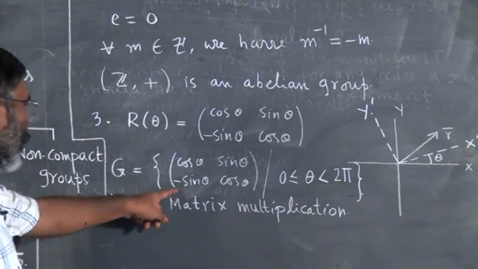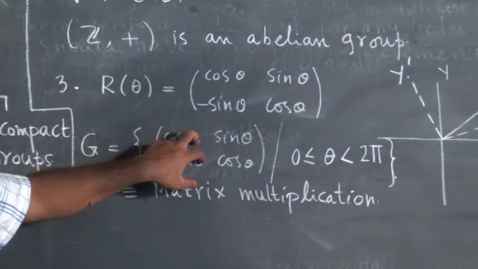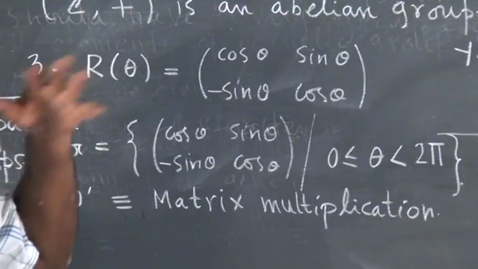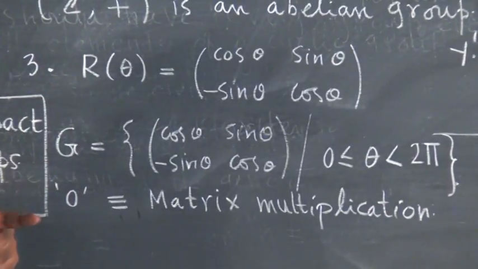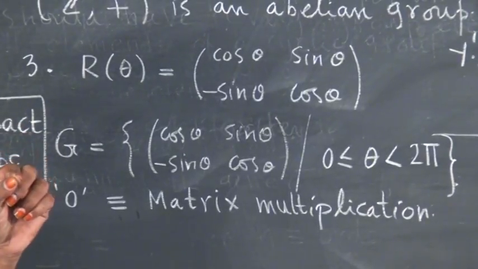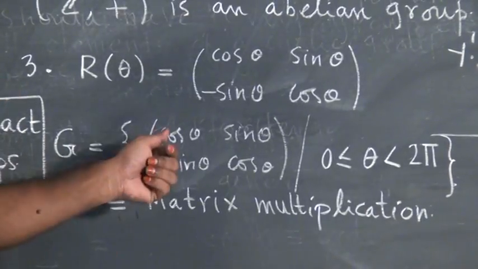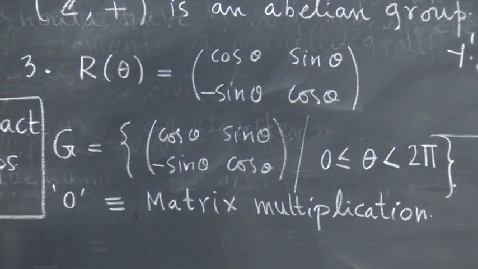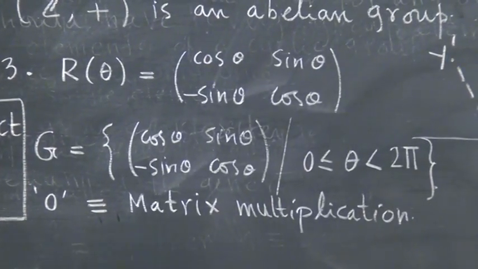Now you can see that every element is a group element. I have infinitely many elements. It's not discrete, because theta varies continuously. You take theta as 0.1, 0.2, in between there are infinitely many thetas, and for every theta you have a matrix here. So it's a continuous variation of a parameter.